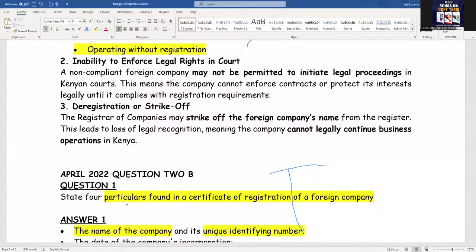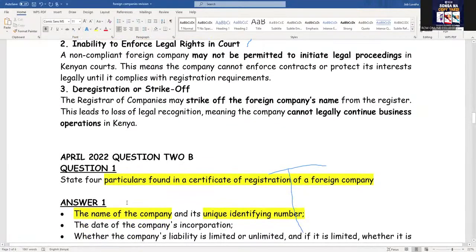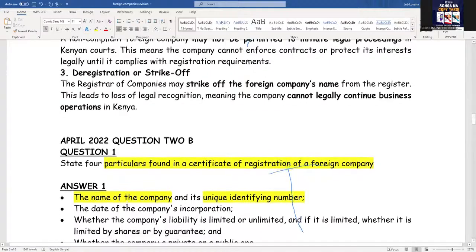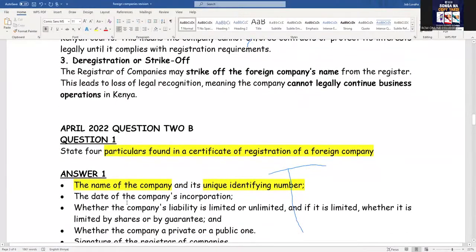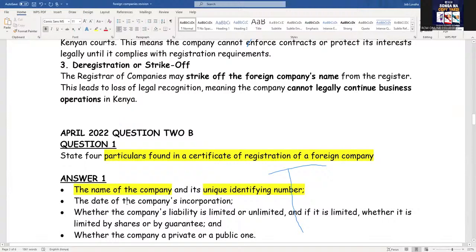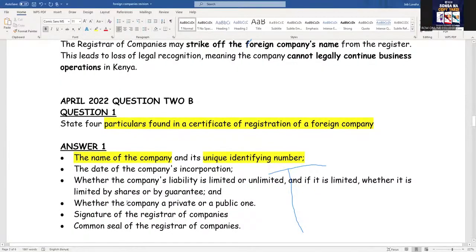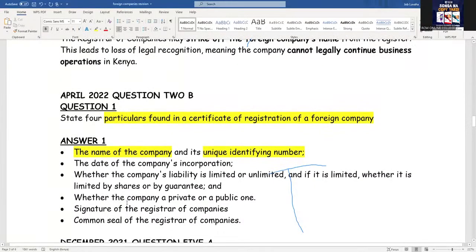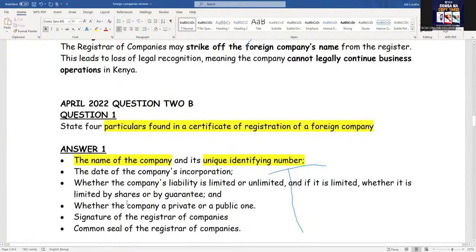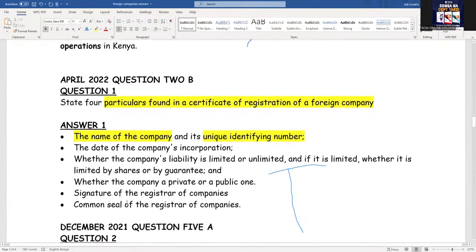Once it is registered, you can see the name of the company on that certificate, a unique identifying number, and the date when it was registered. The certificate will also indicate whether it is a limited or unlimited company, and whether it is a private or a public company. It will bear the signature of the registrar of companies, and also the common seal of the registrar of companies. So those are part of the particulars to be found in the certificate of registration of a foreign company.